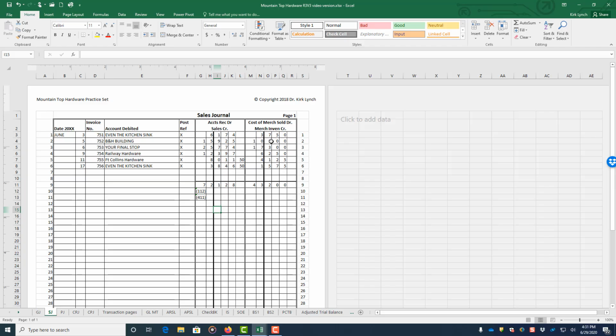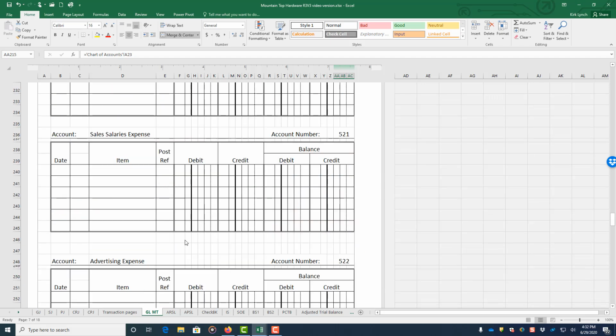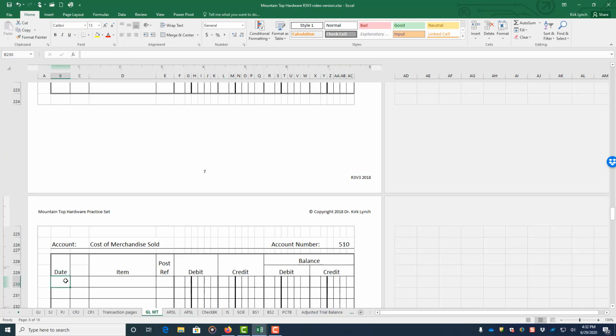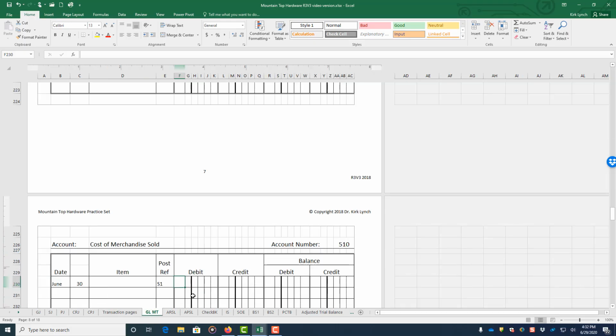Then we're going to move on to the next column. We're going to find our cost of merchandise sold, and we're going to post a debit, as it says, for $43,200. So in our general ledger, the cost of merchandise sold is right here. There are no entries so far, so we're going to put in June 30th. This came from, again, our sales journal on page 1, and it's a debit for $43,200. So we're going to put that here, $43,200. That makes our balance a debit of $43,200. And then we need this right here, 510.